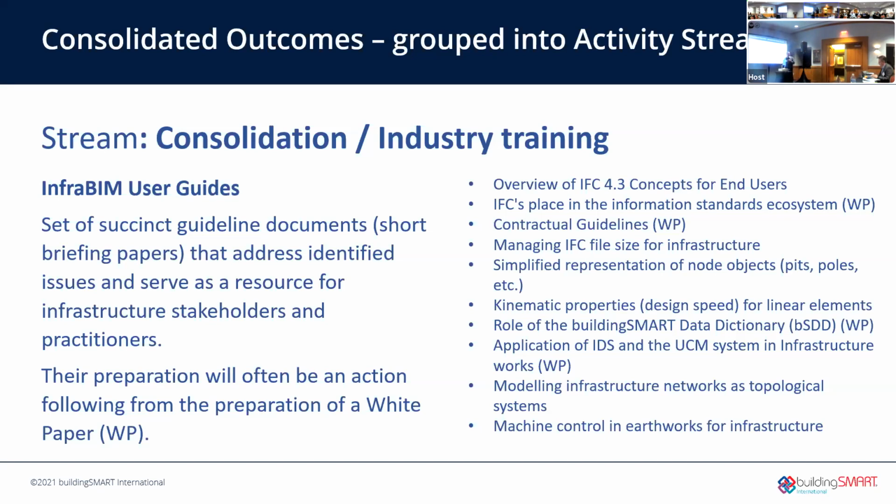Another one was just how much one might represent particular objects, particularly things like holes in infrastructure, whether you represent those simply as a very simple piece of geometry, or whether you should represent the total geometry in the 3D model. Kinematic properties is concerned with design speed, for the road context, the design speed for a road. Then there was some confusion or wish for better understanding of the role of the buildingSMART Data Dictionary in relation to IFC and how that should be used or deployed within the context of infrastructure.